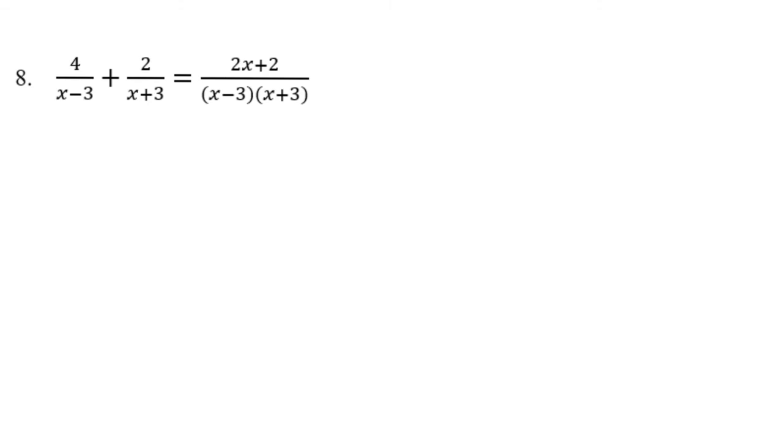All right, looking at this next one, I know it looks more complex. It's actually not as complex as it looks. Finding the common denominator is going to be the key here. So the common denominator is going to be (x - 3)(x + 3).